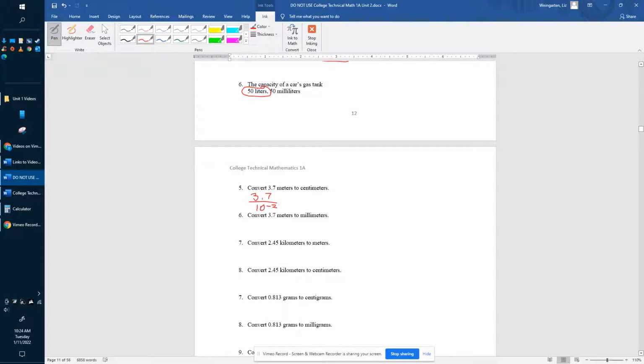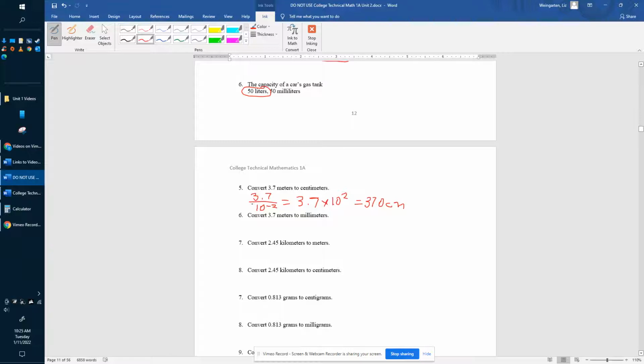So we have to get rid of our negative exponent. This is going to be the same thing as 3.7 times 10 squared. We're going to move our decimal point 2 places to get this in decimal notation, and we will have 370 centimeters.